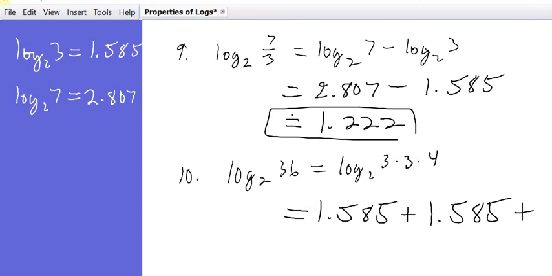Plus, I don't have an approximation for log base 2 of 4. Not really anything I can do with that. So I'm just going to leave it as log base 2 of 4. And I can add these together. 1.585 plus 1.585, I think I get 3.17 plus log base 2 of 4.